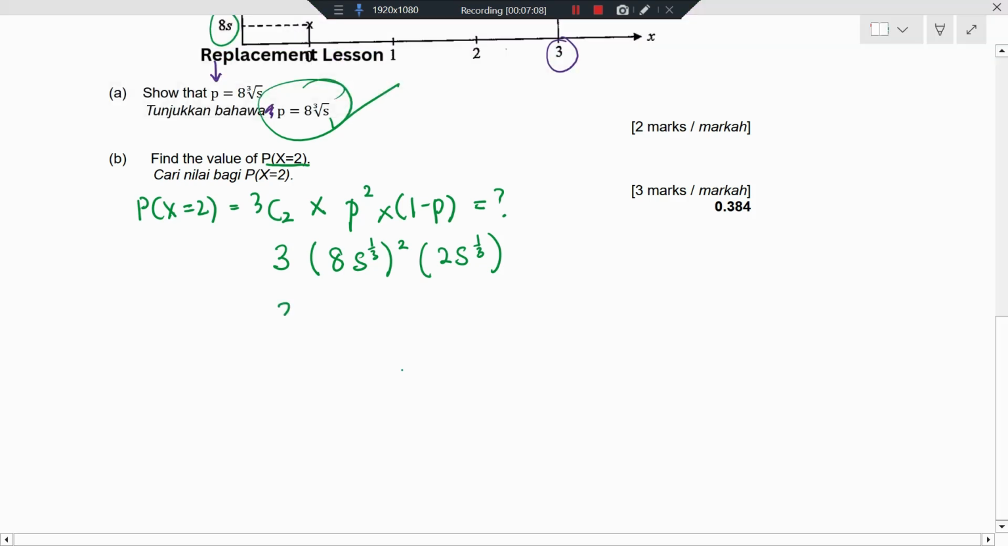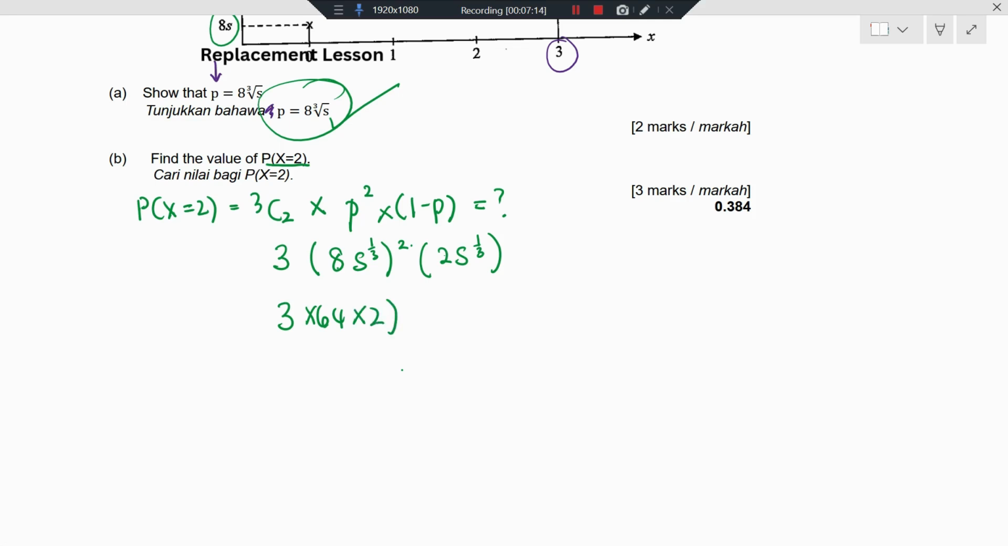So you got 3 here. 8 power 2 is 64. And then I carry this 2 here. And then S^(1/3) squared is S^(2/3), multiplied with S^(1/3). So it means I can add up the power.